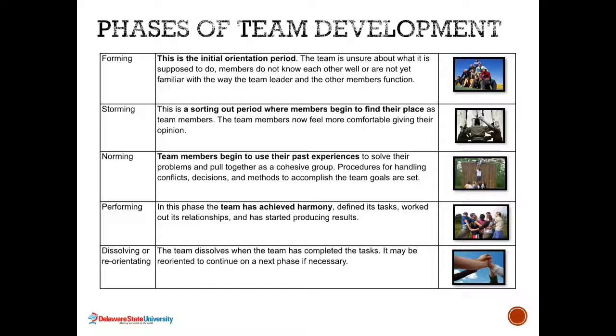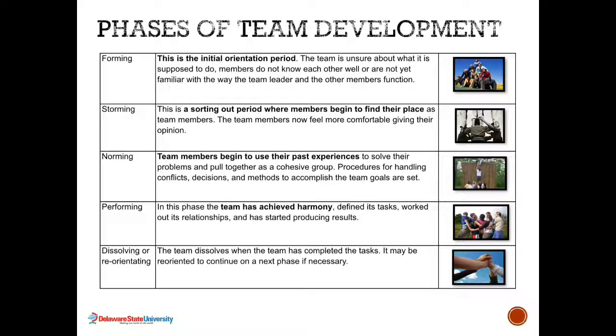The second stage is storming, and this is where members begin to find their place as a part of the team. The team members now feel more comfortable giving their opinions, sharing thoughts and ideas. The next stage is norming. Team members begin to use their past experience to solve problems, pull together, and even address and handle conflict, tough decisions that need to be made, and ultimately, they're really working to accomplish the team goals.